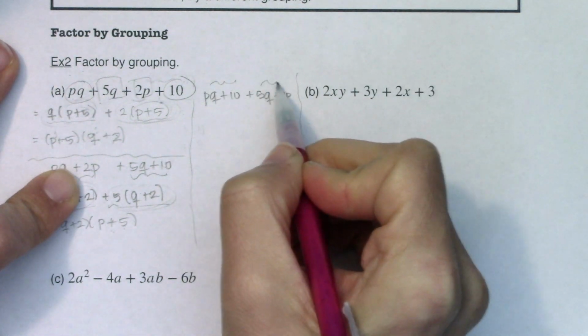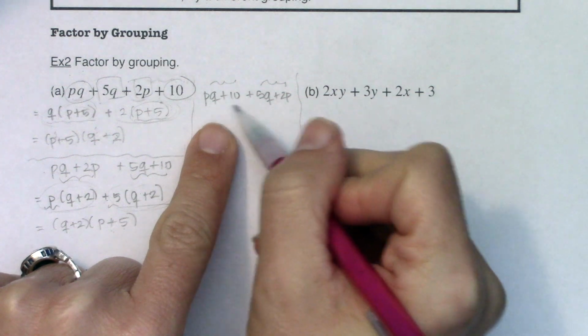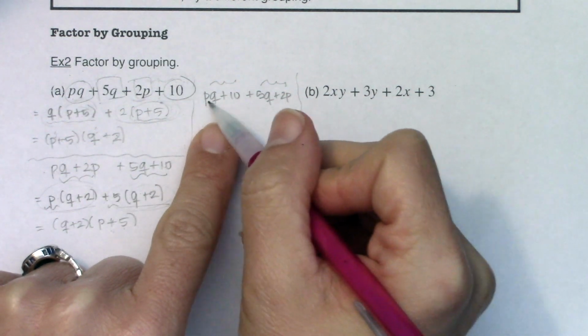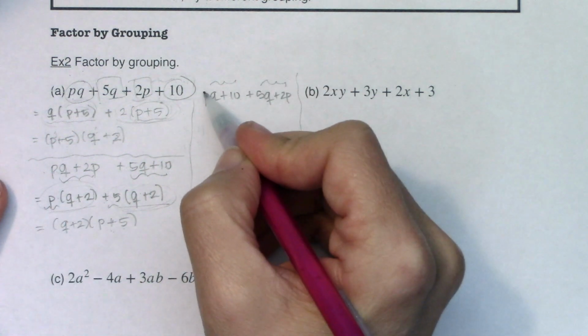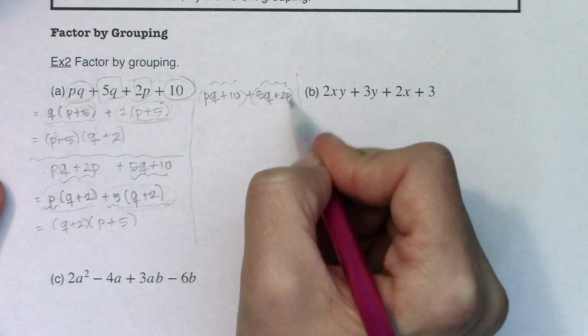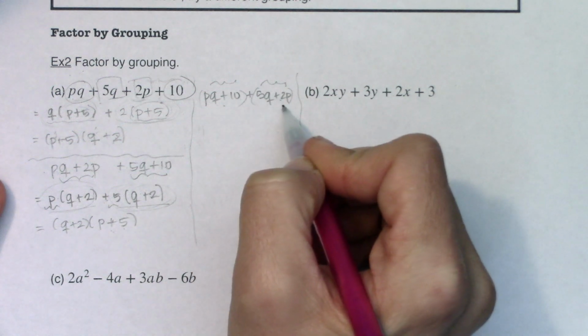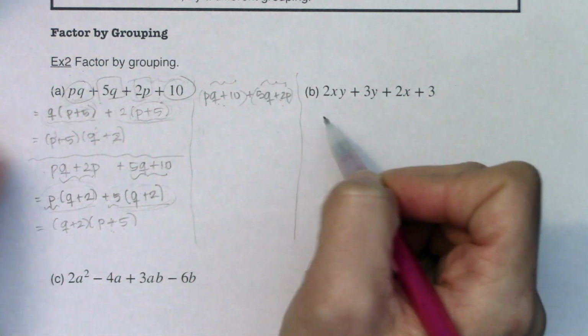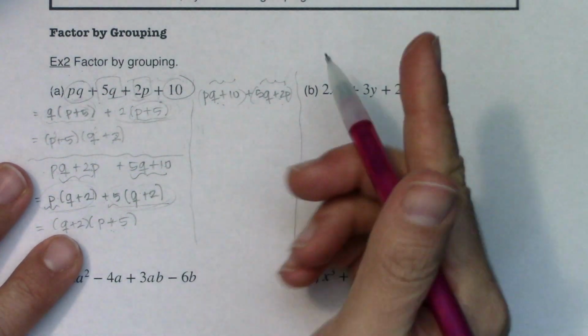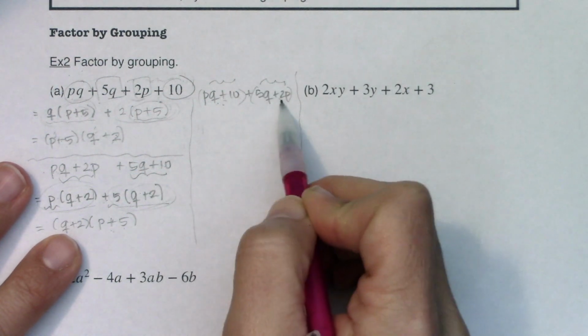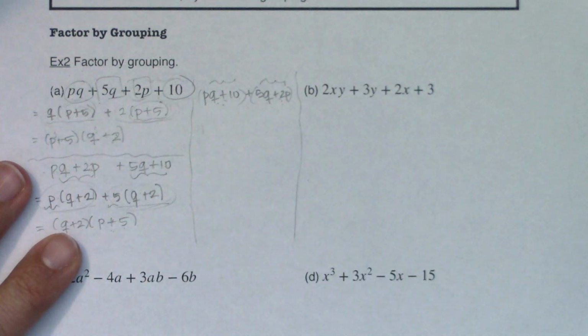If I take a look at these, they have no common factor, right? PQ plus 10 has nothing in common. 5Q plus 2P has nothing in common. So in a sense, these are the only binomials that survive, and those are not common to each other, right? So since I tried to group that way and it didn't work, that's just my clue that, hey, this is not the right grouping. So try a different grouping, okay?